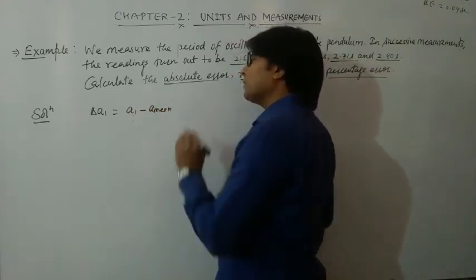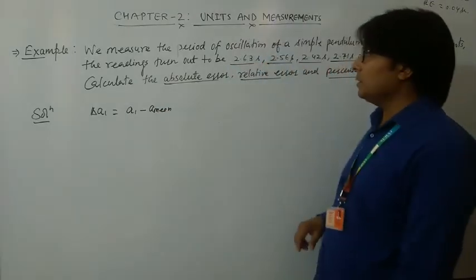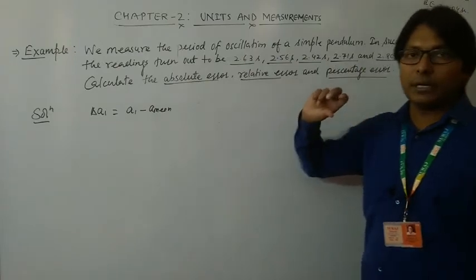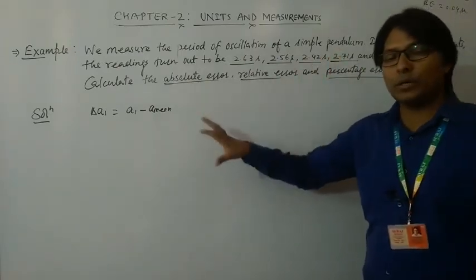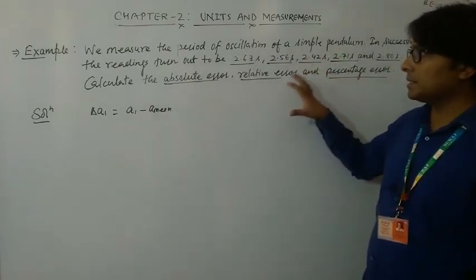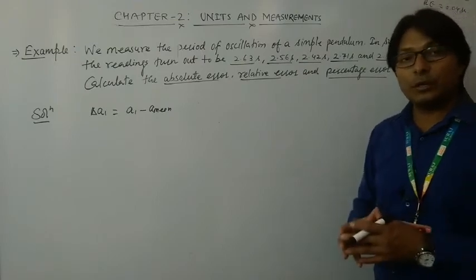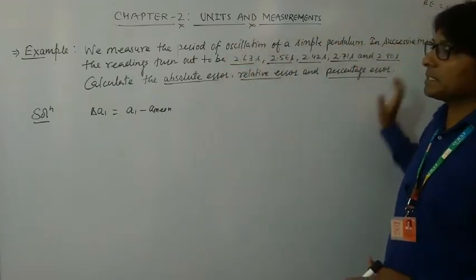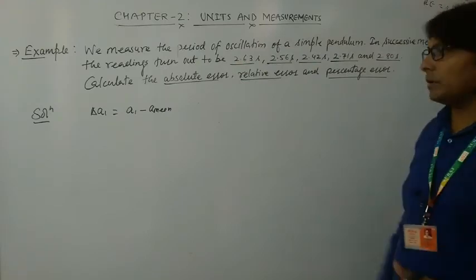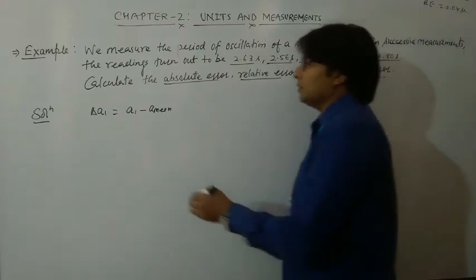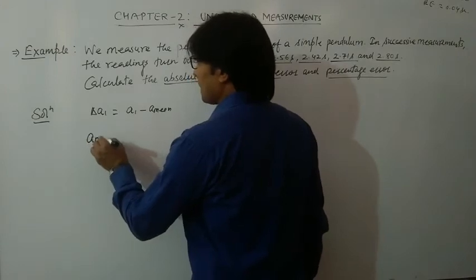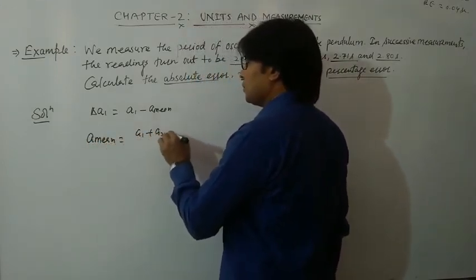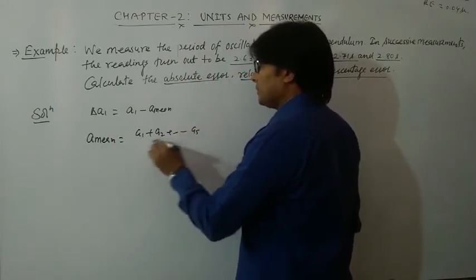So first we have to calculate the A mean, since the true value has not been given. As I have made you understand, if the true value is not given, the average of all these readings is considered to be the true value or mean value. So first we have to find out the mean value. The mean value, A mean, can be written as A1 plus A2 and so on up to A5, divided by 5.